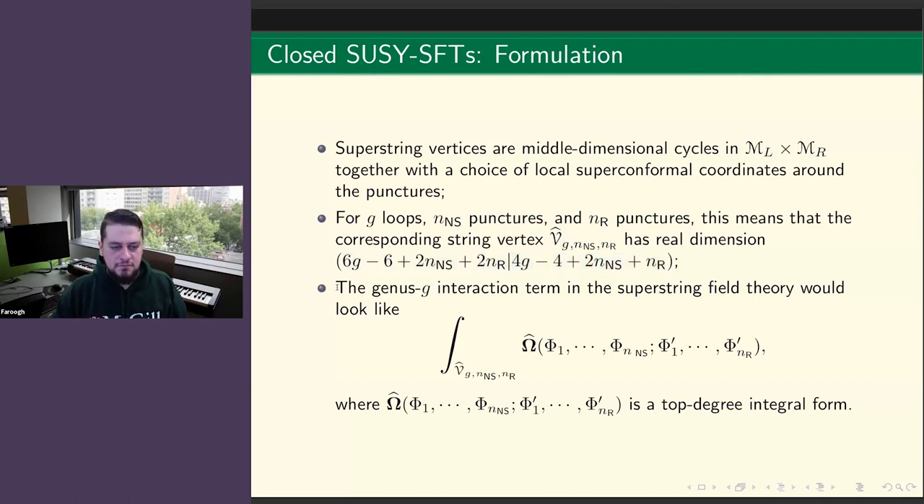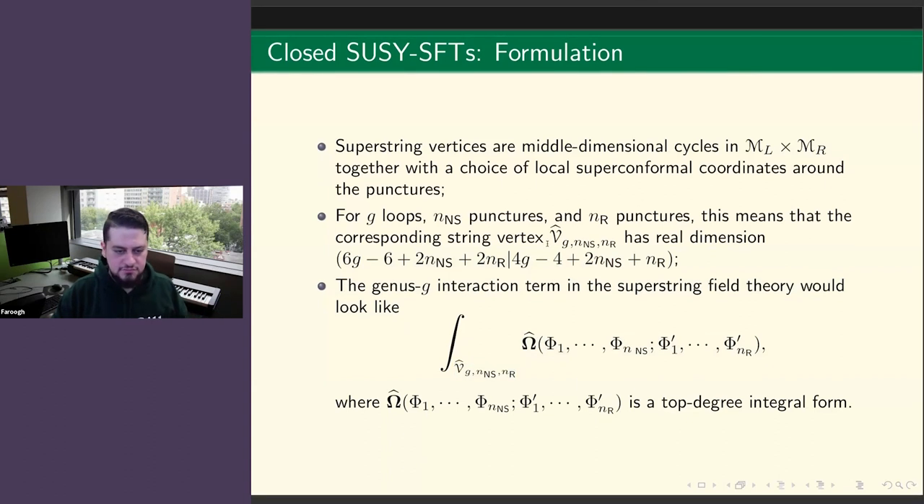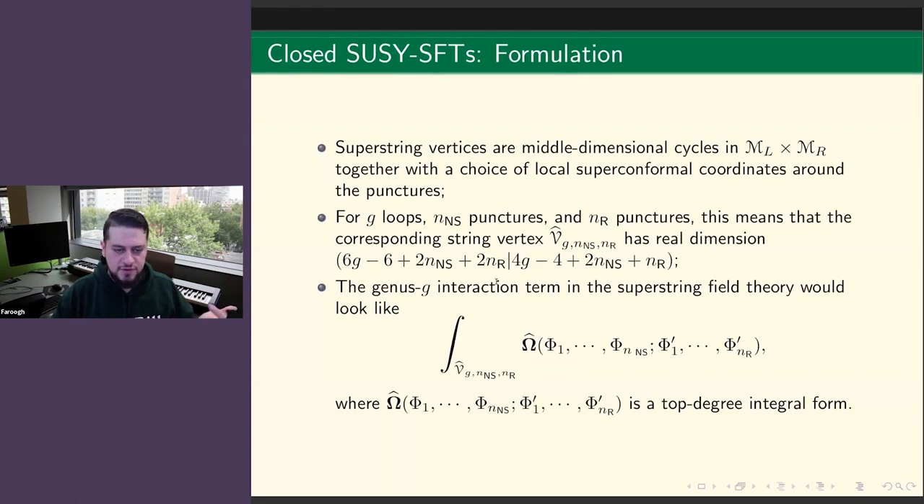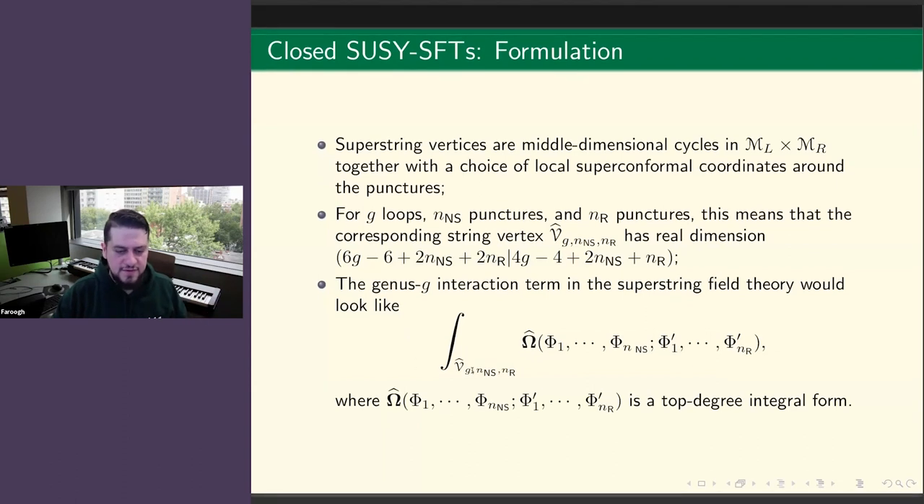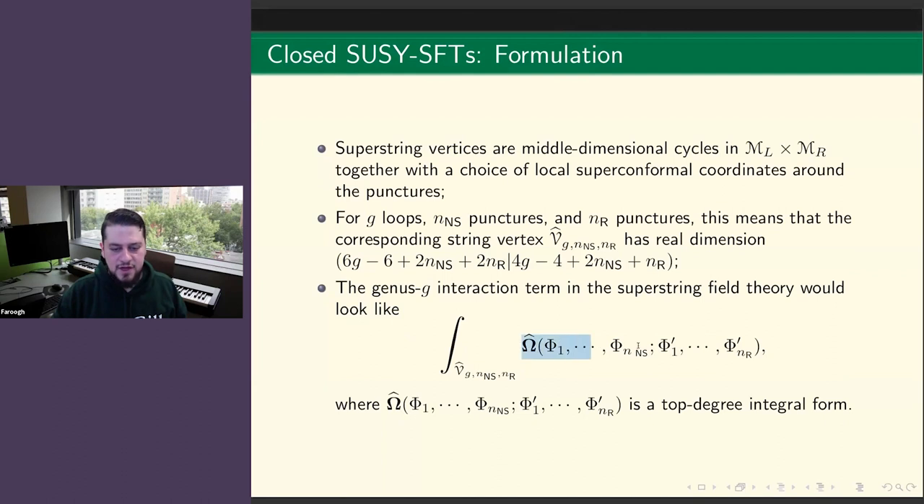And then again, analogous to the ordinary case, the super case, the interaction vertex should look like this. It is a certain integral over the string, the superstring vertex. Again, this depends on which string theory, superstring, heterotic, type 2, type 1, this would be different. And again, this omega hat is a top degree integral form that has to be integrated over the string vertex. Okay, I think I'm done here.